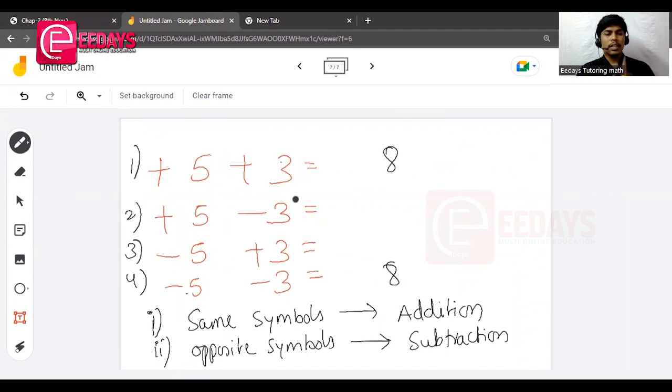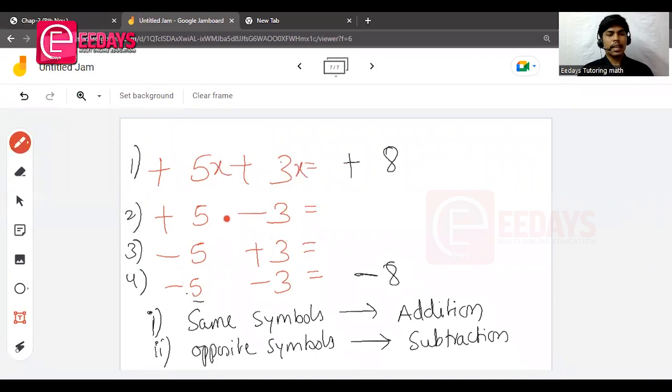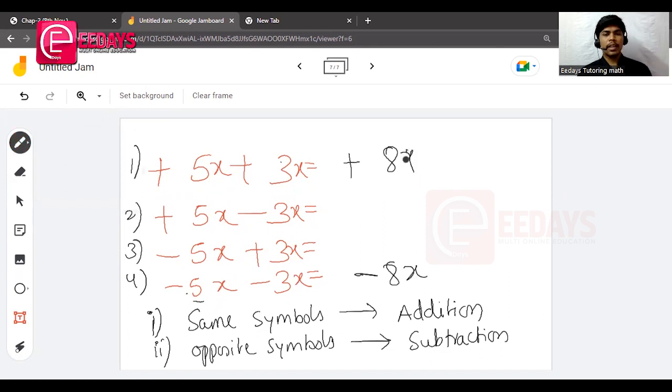First you just do addition, 5 plus 3 is 8. Now the second step is a very important step. Observe the bigger number and take that symbol. Here the bigger number is 5, so you take the symbol plus. Here the bigger number is 5, so the symbol should be minus. Quite easy, right? Okay, what if I add 5x and 3x like this? Then obviously you will get 8x here. The only thing is we are adding variables, that's it. We already dealt with like symbols or same symbols: do addition and put the bigger number's symbol. The bigger number 5 here has minus, that's why I took minus.